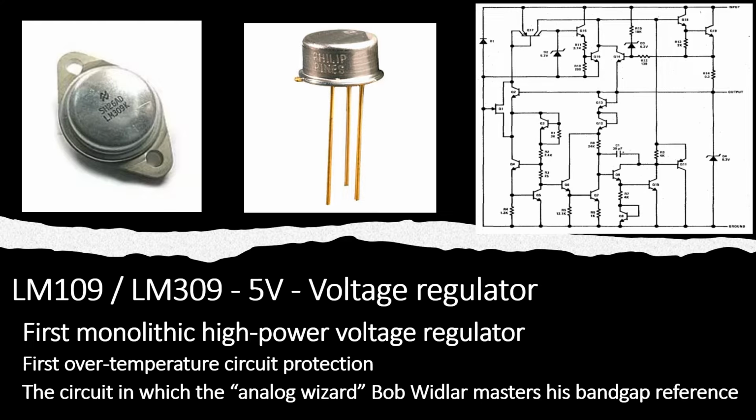Then, in February 1970, he presented another paper at ISSCC where he published the circuit of the LM109, the first monolithic high-power voltage regulator. The solution, of course, was his bandgap voltage reference, which allowed the reference to coexist with the wide temperature swings caused by the integrated power transistor.